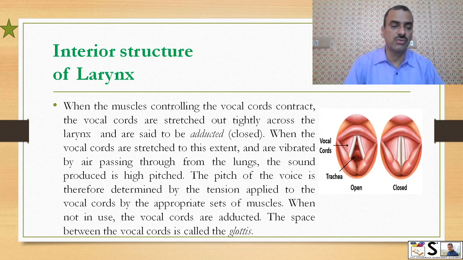The pitch of the voice is therefore determined by the tension applied to the vocal cord by appropriate set of muscles. When not in use, the vocal cords are adducted and the space between vocal cord is called glottis. So this space is called glottis.